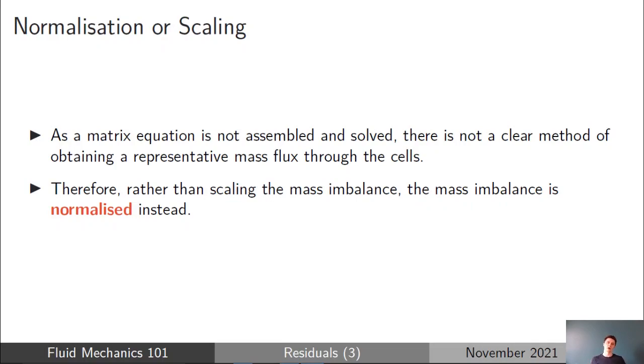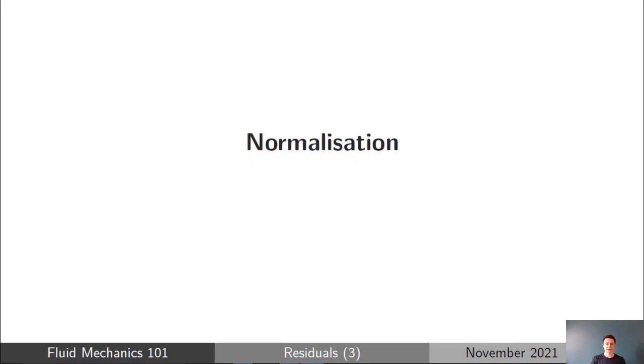And what do CFD codes actually do? We can't rely on a manual scaling factor. We have to have some kind of automatic scaling. What can we do? Well, it turns out what CFD codes do is they use a process of normalizing the mass imbalance rather than scaling the mass imbalance. This is a different technique that we're going to be using. Normalization is something I'm going to go through and explain over the next few slides, and you'll see how normalization is different to scaling. This will really help your understanding as you look at the convergence of the mass imbalance in your CFD simulations.